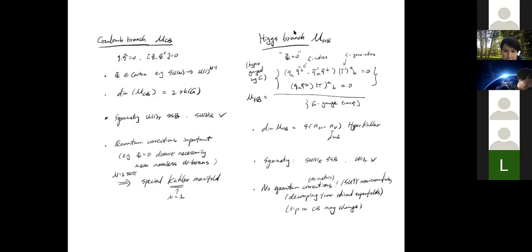But I should emphasize that, strictly speaking, this no quantum correction applies to the weakly coupled region on the Higgs branch, namely far away from potential singularities or fixed points. So for example, the tip of the Higgs branch on the Coulomb branch may change thanks to quantum corrections.